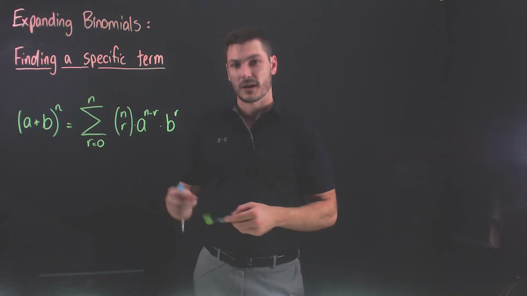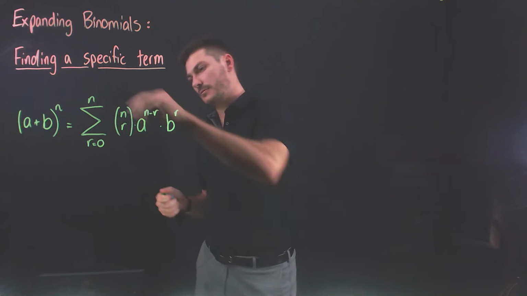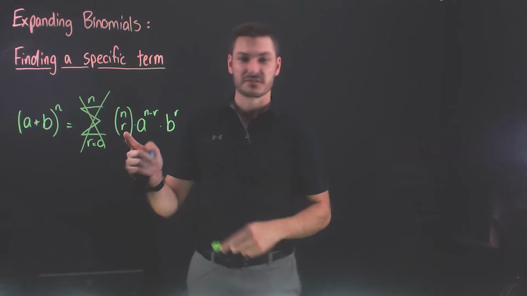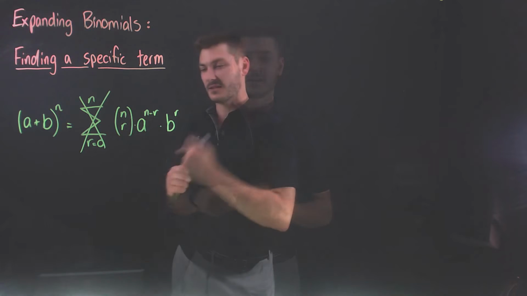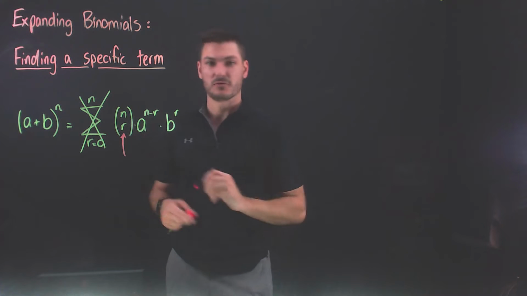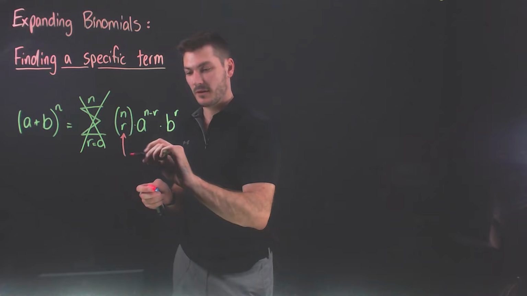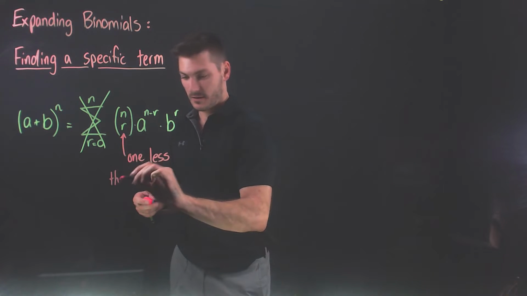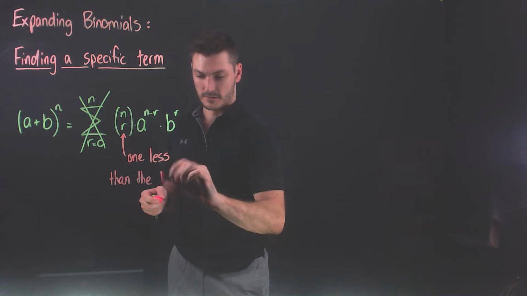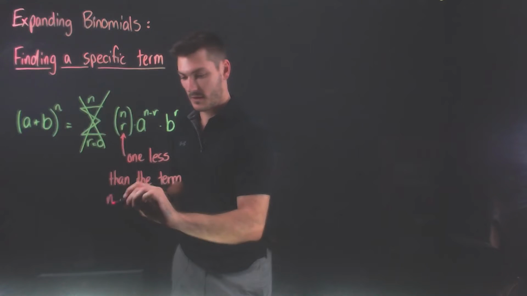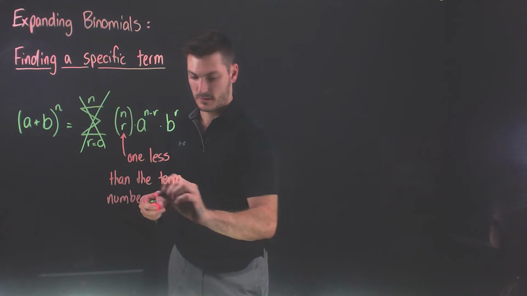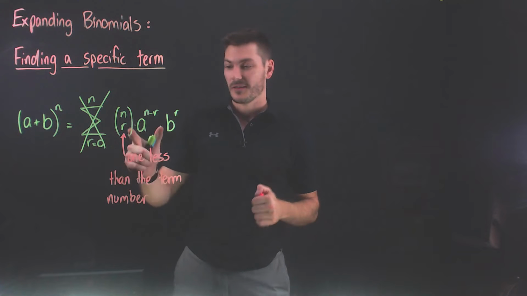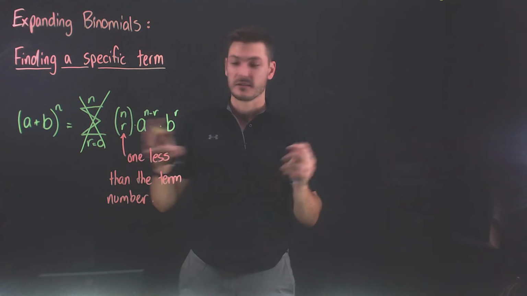And to do that, we are going to ignore this summation bit for now, and we're just going to be looking at this part for one specific value of r. This r value in here is going to be one less than the term number. Okay, so if I'm looking for the fifth term in some expansion, then this number is going to be one less than 5. It's going to be 4.